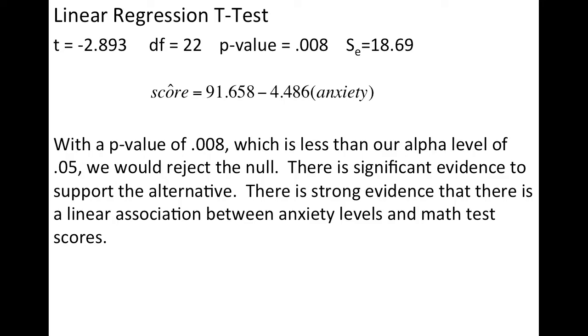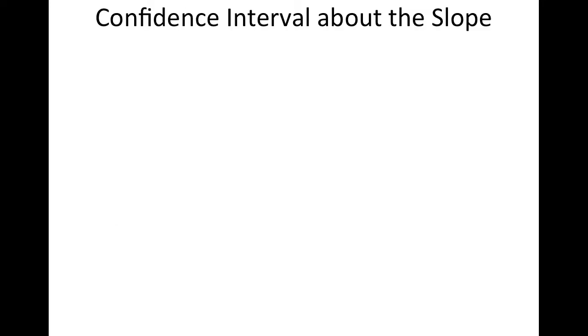So the next thing we're going to do is judge how big of a slope we're looking at. We decided that the slope, if we're looking at our equation, is negative 4.486. So yes, there is a decrease for every point of anxiety level. But now we know it's not exactly a 4.486 decrease for every point. We want to give ourselves a little wiggle room, so we're going to make a confidence interval for our slope.